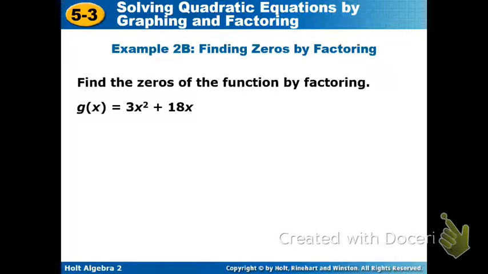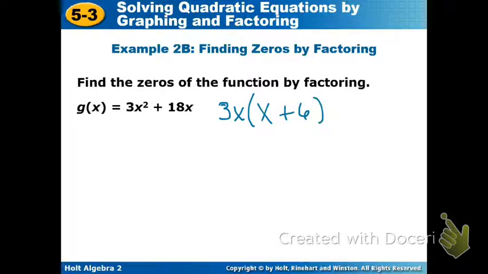Do we have a greatest common factor? Yes, we do. What is it? 3x. All right, so let's factor that 3x out of there. What are we going to have left inside? x plus 6.